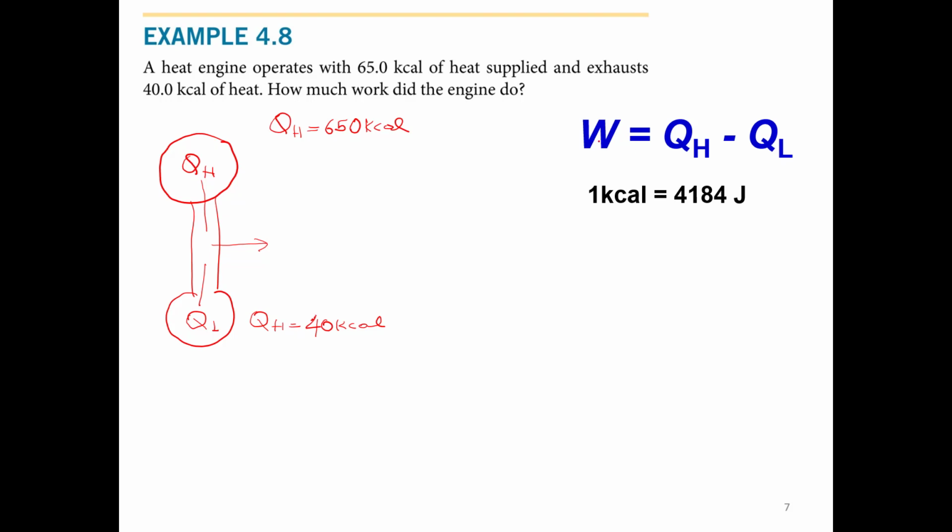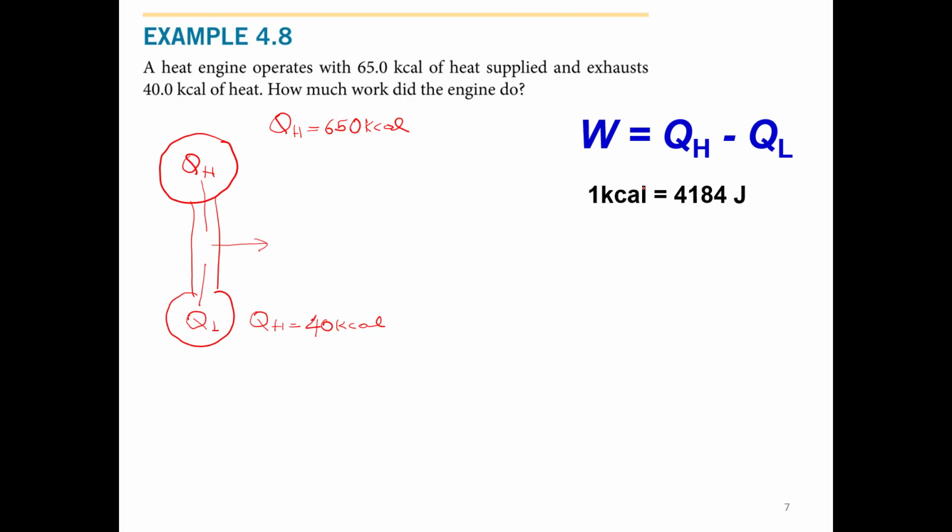It's just the application of the conservation of energy. We cannot create or destroy energy. The energy should be converted into something. This is why here we had 65, we lose 40, but then 25 kilocalories are available to do some work.